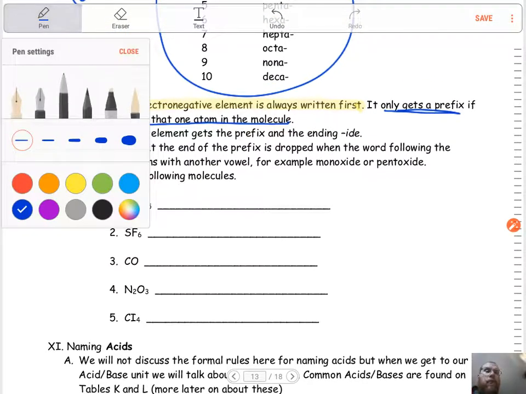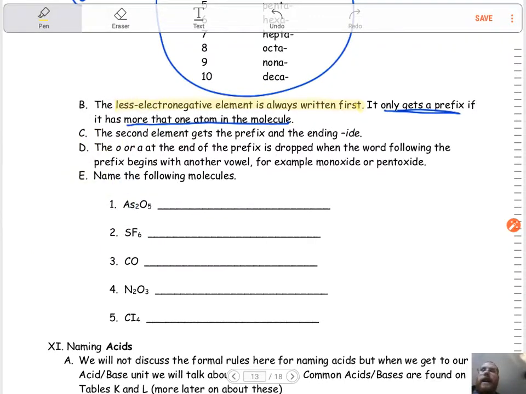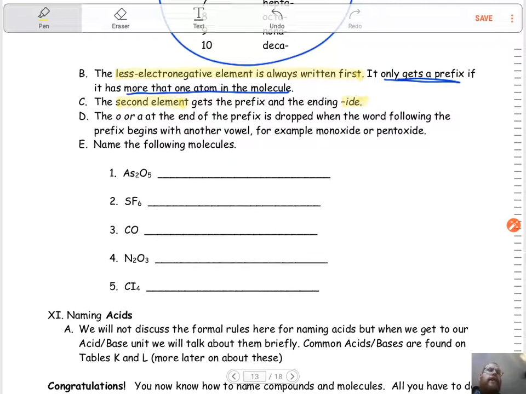Much like ionic naming, the second element gets the ending "ide." Like we did with ionic. And letter D here kind of just says the O or the A is dropped. You'll see what I mean, guys. So like monoxide, pentoxide. So it's not monooxide or pentaoxide. If you're pretty close, I'm not going to worry about it, and you'll get the gist of it the more practice you do.